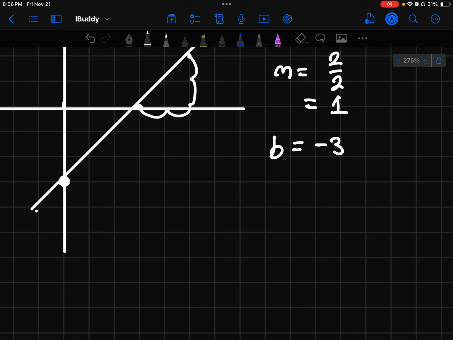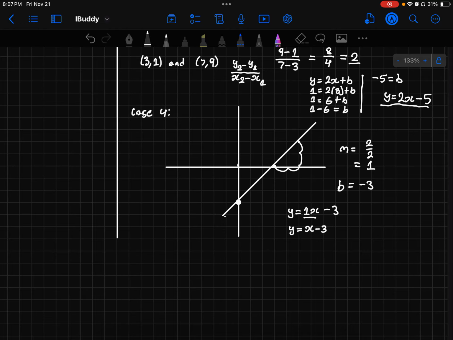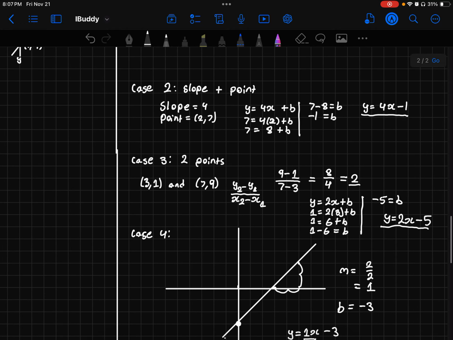So therefore, we plug this information into the equation. Y is equal to 1x minus 3. And when it's 1x, you don't even have to write the 1. You can just write y is equal to x minus 3. And that's how you find the slope-intercept form.